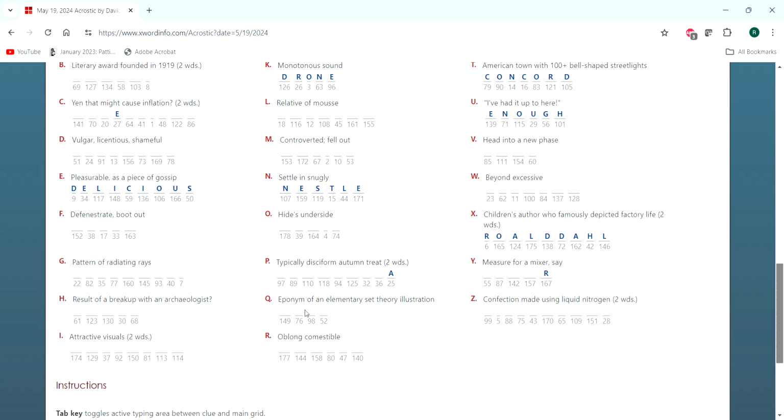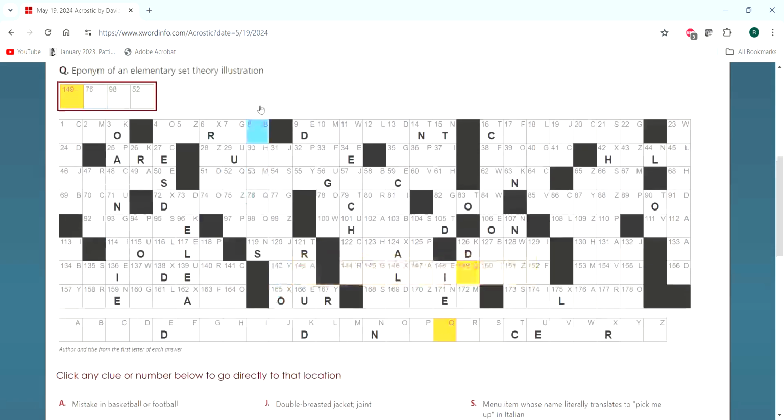Okay, here's one that I hadn't seen before. Q. Eponym of an elementary set theory illustration. An eponym is kind of like the name of something. It's named after something. An elementary set theory illustration, the first thing that comes to mind is a Venn diagram, which illustrates how different sets are related to each other. So that's good. Let's put in Venn for Venn diagram. Gives us a nice unusual V here in the 145 spot.